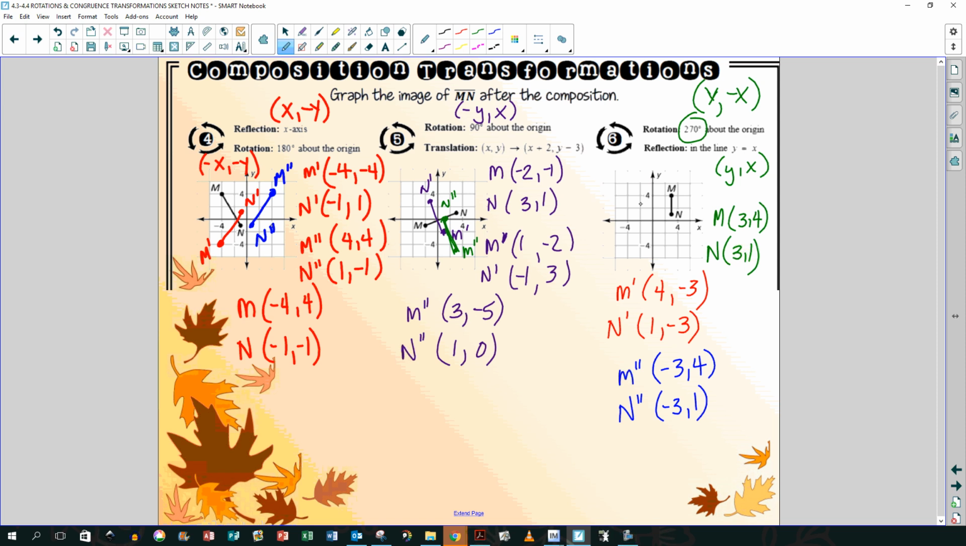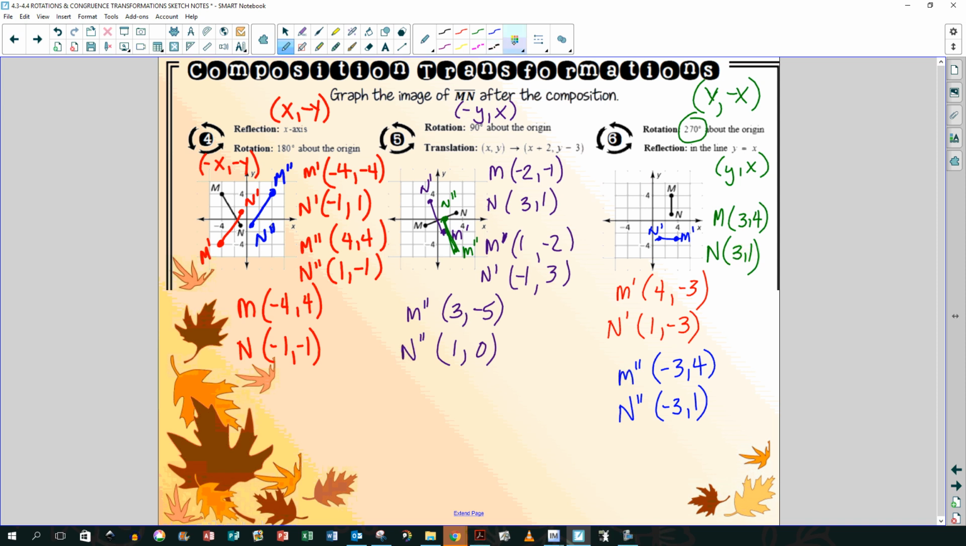All right, so let's graph these. So 4, -3 is my m prime. And 1, -3 is my n prime. So that is a rotation of 270 degrees, so 90, 180, 270.